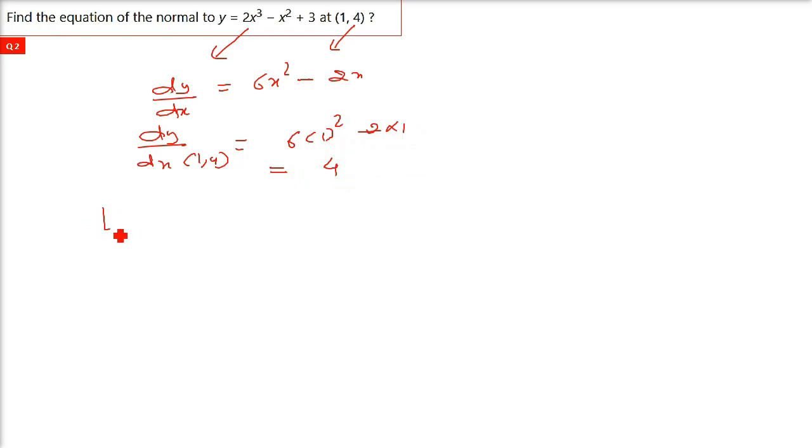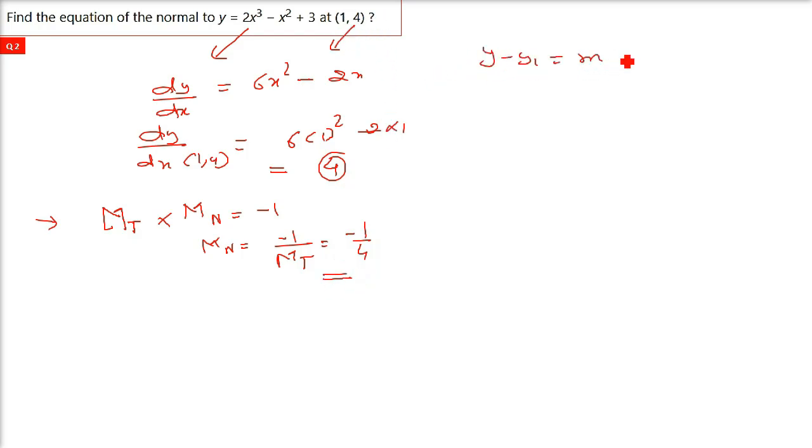And we know the tangent, let me call it as mt for the slope of the tangent. And when we multiply it with the slope of the normal, that is mn, then we must get negative 1. So the normal slope is negative 1 by the slope of the tangent. Slope of the tangent is 4. So we get the normal and tangent both slope. What is the equation of the line? y minus y1 is equal to m(x minus x1). So in order to find out the equation of the normal, we have to put negative 1 by 4.